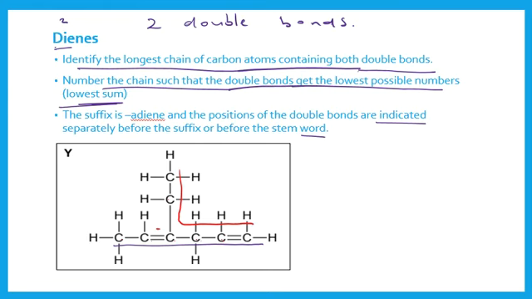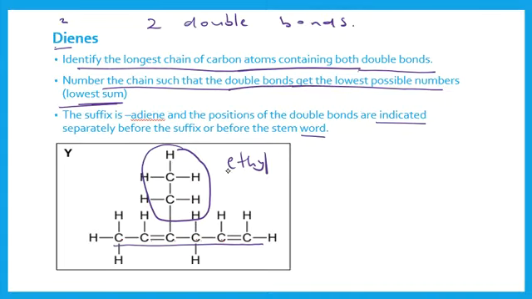According to the rule, both double bonds must be within that chain. So the red chain is incorrect. So let me erase. Okay, so now we've identified the longest chain of carbon atoms that include both double bonds. So we can then identify this small chain as a substituent or an alkyl group, and we can see it has 2 carbon atoms, so we identify it as ethyl.